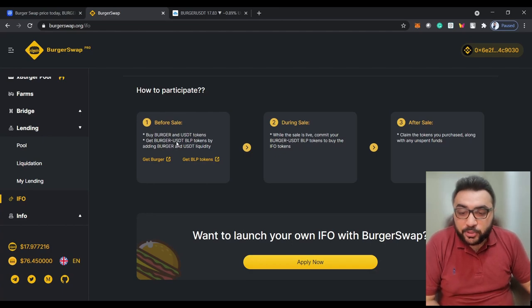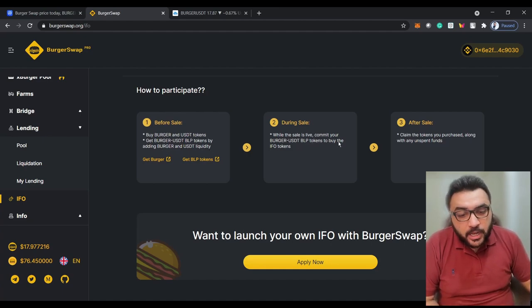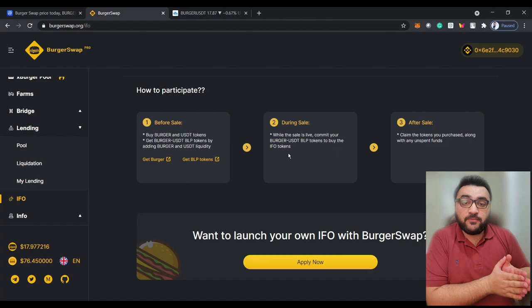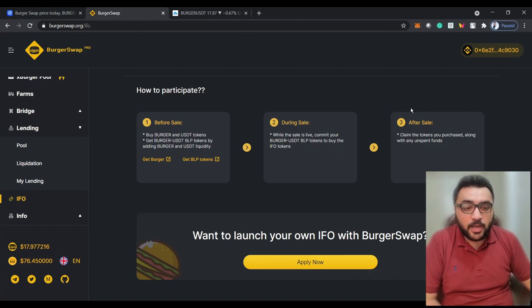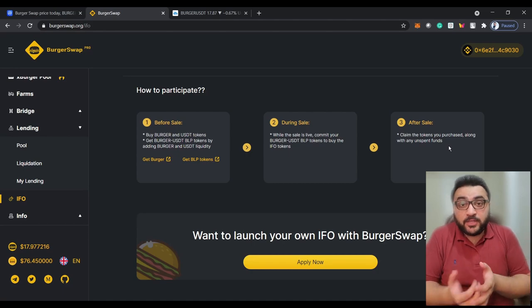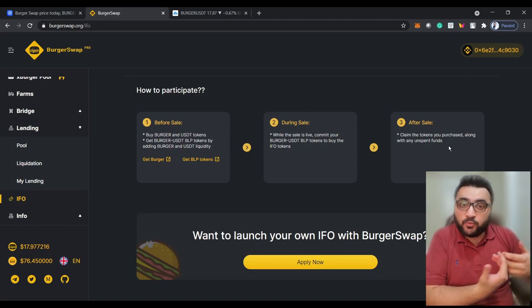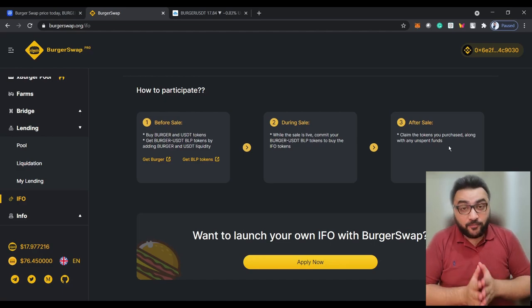You'll have to get this Burger USDT pair of liquidity token, and you'll have to keep it with yourself. And then during the sale, you'll have to commit those BLP tokens, and you could just buy that respective IFO coin that's being offered, and just claim the amount that you're eligible for, and claim the remaining amount of your BLP tokens. So that's pretty much it for the IFO they have.